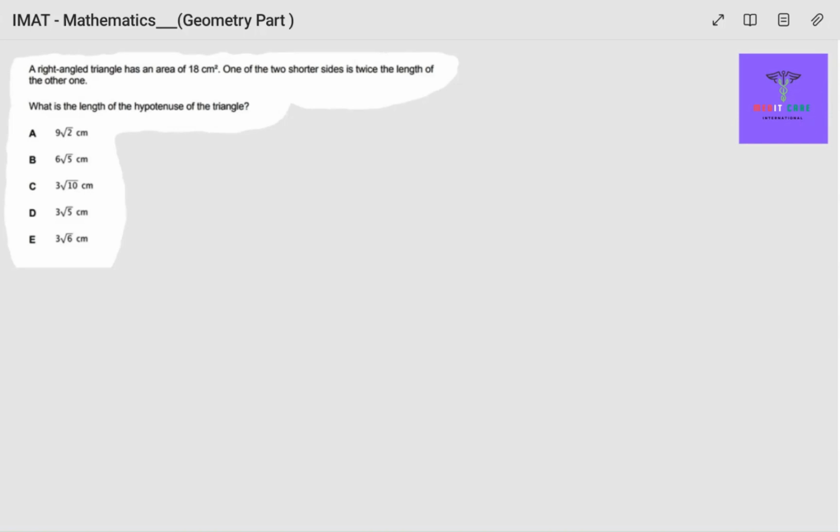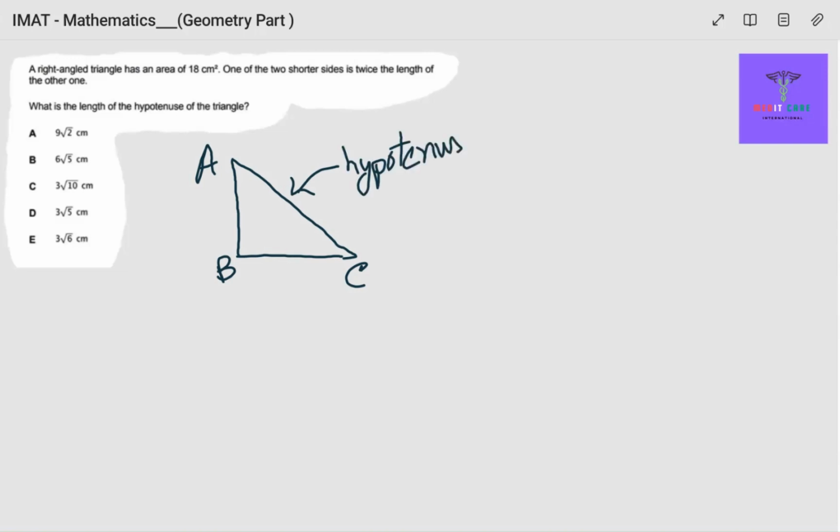So let's first draw the triangle. AC is the hypotenuse, which we have to find. AB is the height, and BC is the base. And it's a right-angled triangle. The area here is given as 18 centimeter square. Now we know the formula for area is half into base into height. So we'll use that formula.